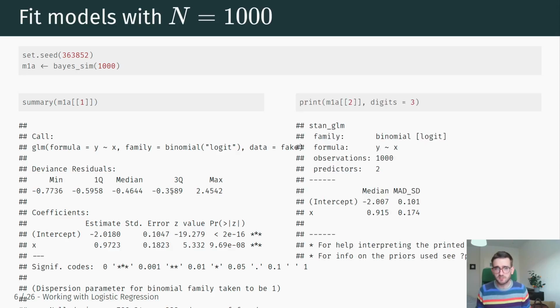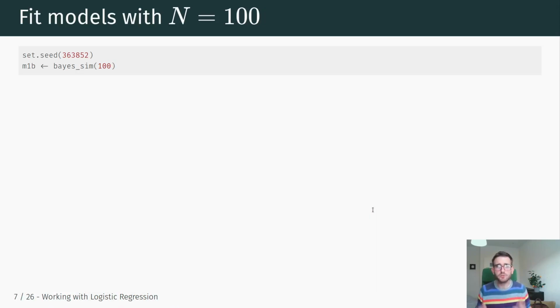The results are very similar if we use Stan. If we run the same model with Stan, or just look at the output of our Stan model, again we have an intercept of -2 and a coefficient for our predictor x of 0.915. So very close to the result that we received in the classical frequentist framework. So how do things look if we reduce the sample size? Now we go through exactly the same exercise, but instead of having a data set of 1,000 observations, we now have 100 observations.